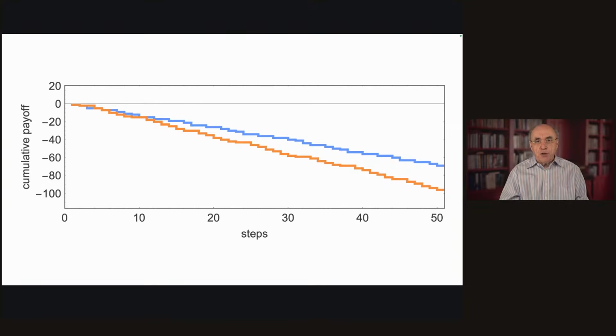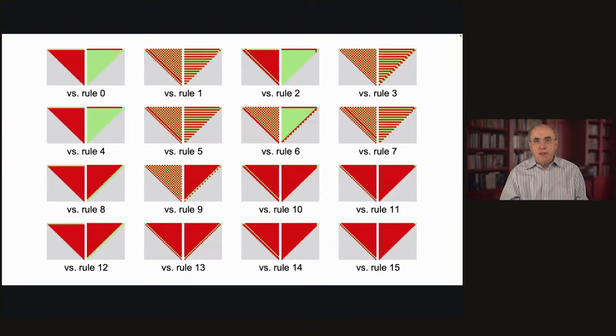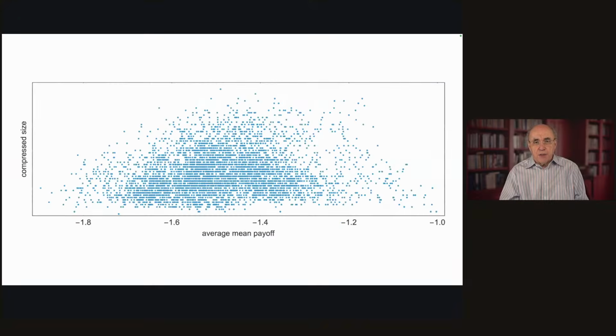So playing each two-color rule against all others, the average mean payoffs are these ones here. So rule 13 has the highest average mean payoff of -1 and shows fairly simple behavior. Looking at the compressed size versus average mean payoff for the games between three-color and two-color rules, the phenomenon of high payoff being associated with simpler behavior seems even more marked for Prisoner's Dilemma than for match or not.